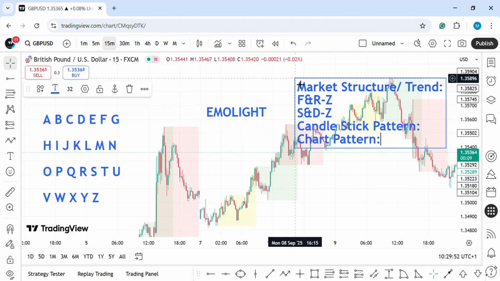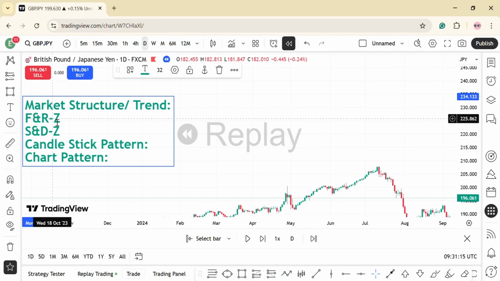Now let's move to the chart. Let me delete all this. This is the chart. Remember, as a swing trader, you start from the top, which is the monthly time frame. So we'll be following everything that is written here: market structure, F and R zone, support and resistance, supply and demand, candlestick pattern, and chart pattern. So these are the different languages, and you can pick any of them and work with them.